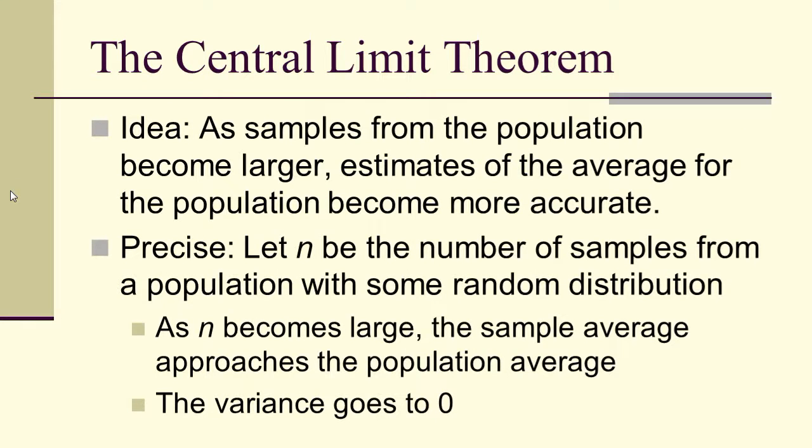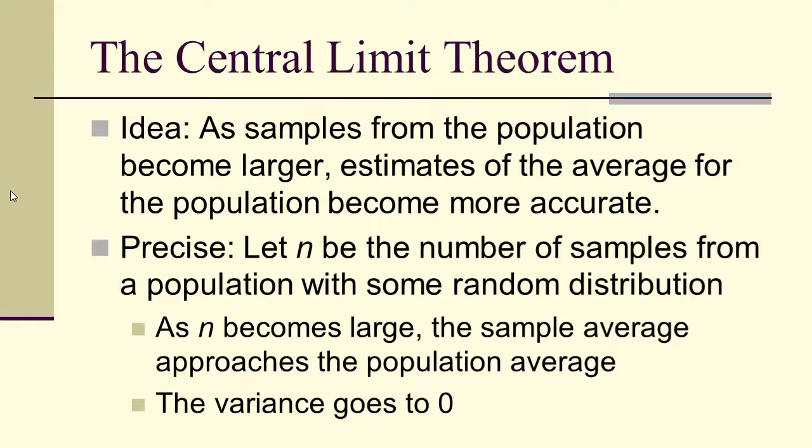This leads to what's called the central limit theorem. As the samples from a population become larger, estimates of the average for the population become more accurate. So if we had 12 corn plants, we wouldn't get a good measure of mu. But as the number of corn plants grows close to the number of plants in the field, we get better and better estimates of mu because we get more and more cancellation of the small deviations. This is what's known as the central limit theorem.